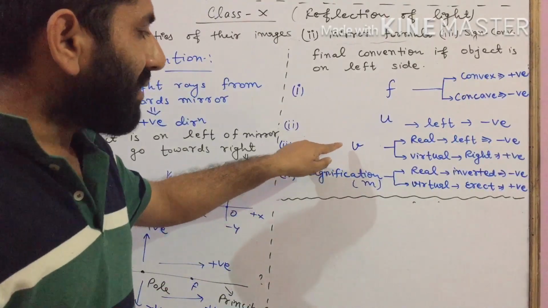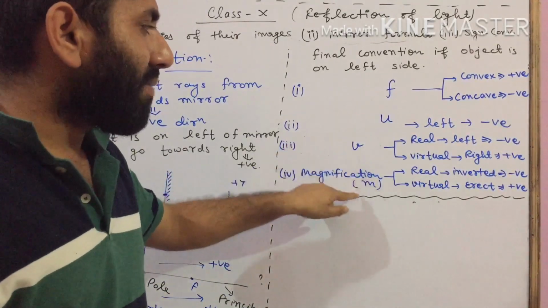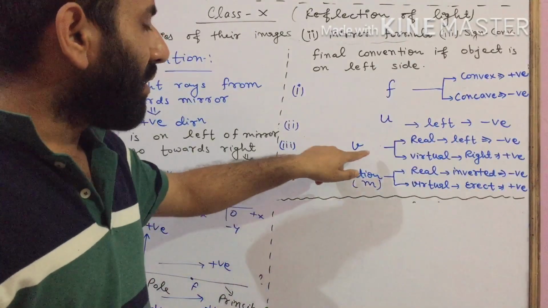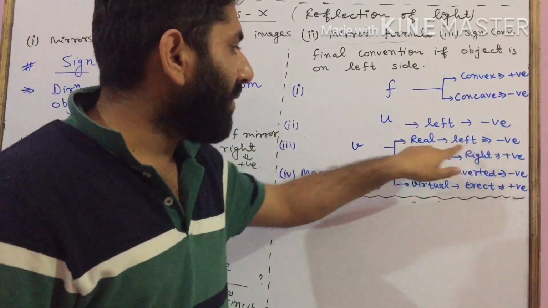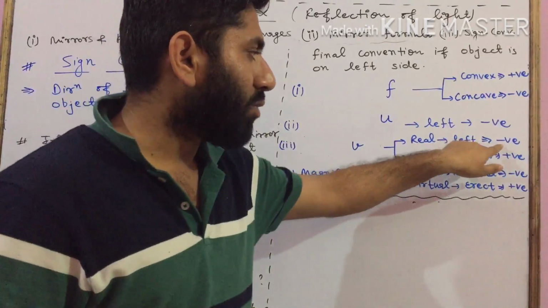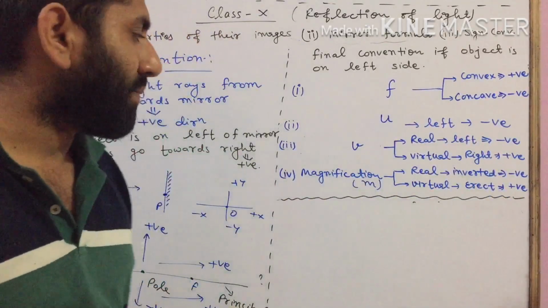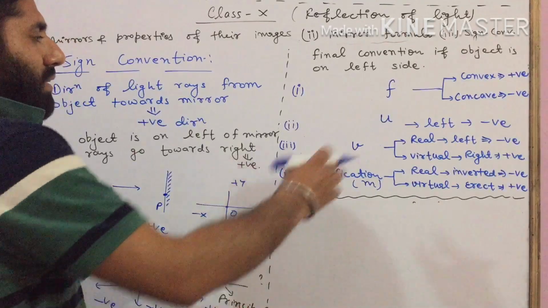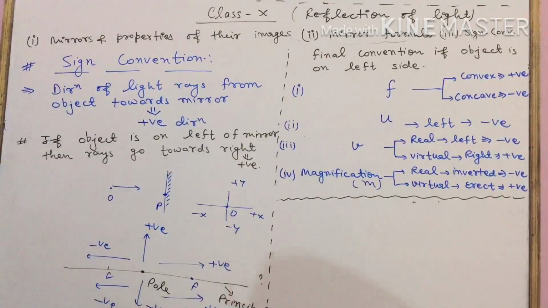You can see the image distance and magnification have the same convention, because both of them are negative if the image formed is real. This is real, this is real, this one is negative, this one is also negative. Okay, so this is the sign convention for these variables.